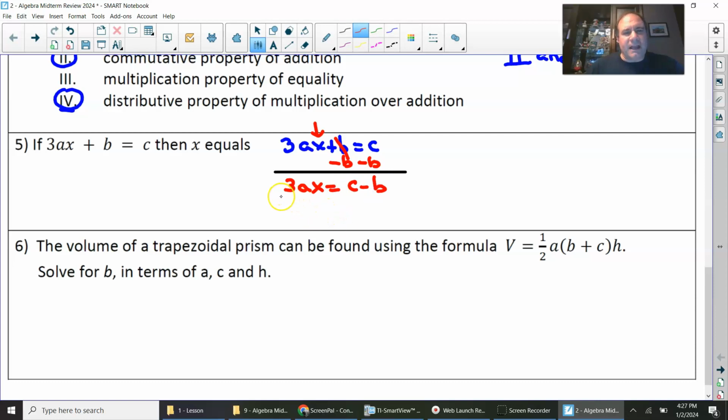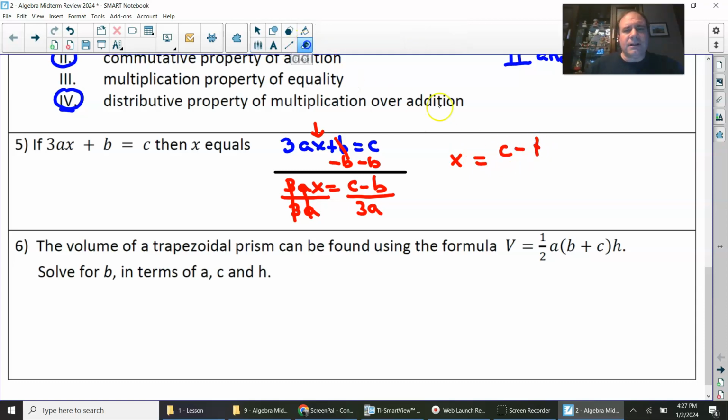Then I have to solve for x. So this is all multiplication. So the opposite of multiplication is division. So we're just going to divide by whatever we need to cancel. And we need 3 to cancel with the 3. And we need a to cancel with the a. And the x gets left alone, which is when you solve for x. And you have c minus b over 3a. And that is your answer.